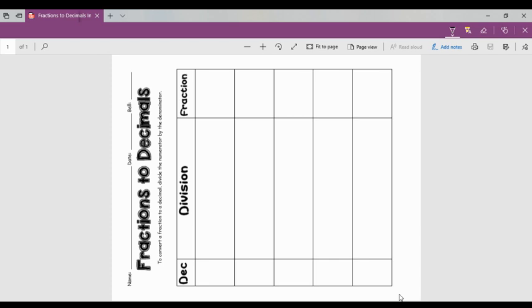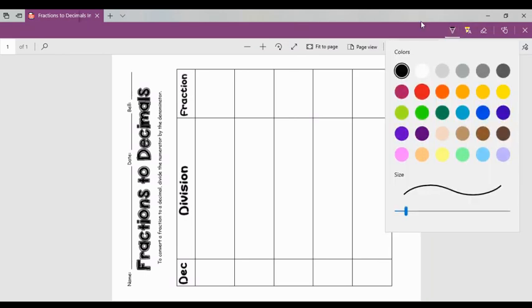All right, ladies and gentlemen, in this video, I'm going to go over how to convert fractions to decimals. In order to convert a fraction to a decimal, you want to divide the numerator by the denominator. So I'm going to show you how you can do that.